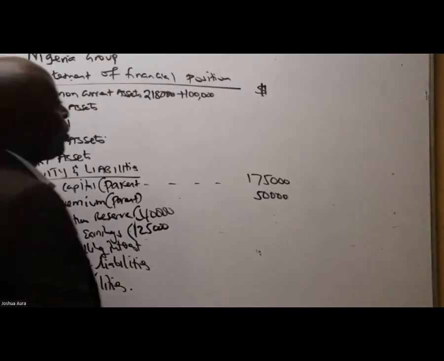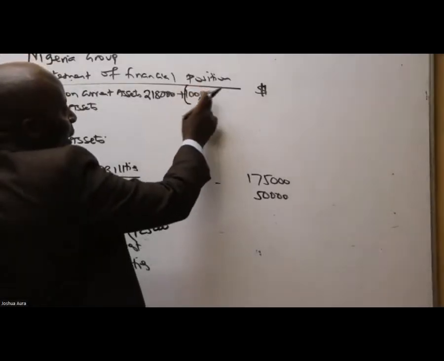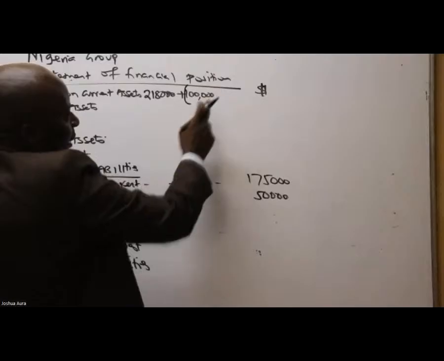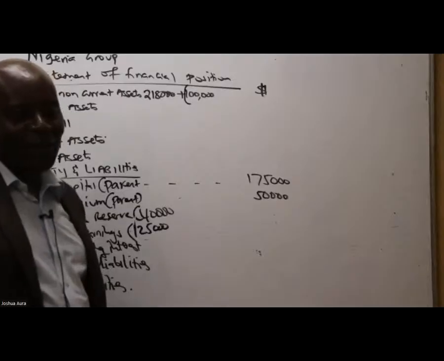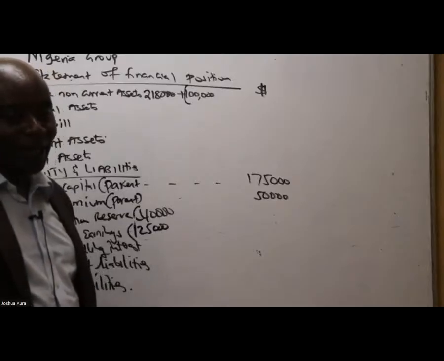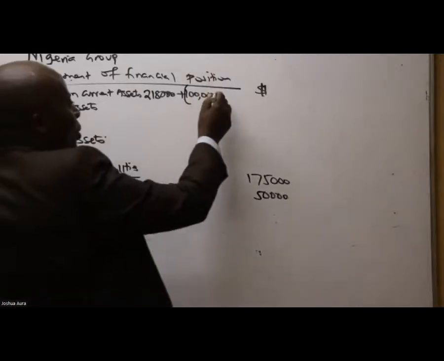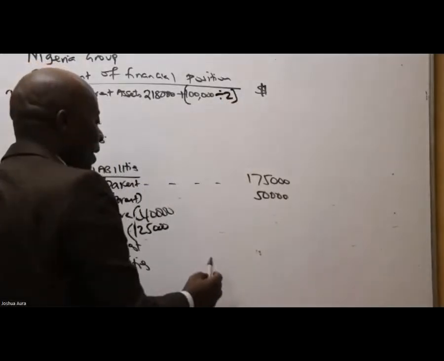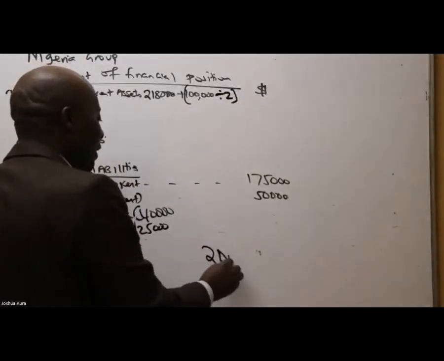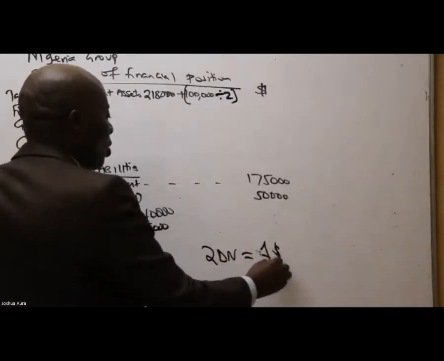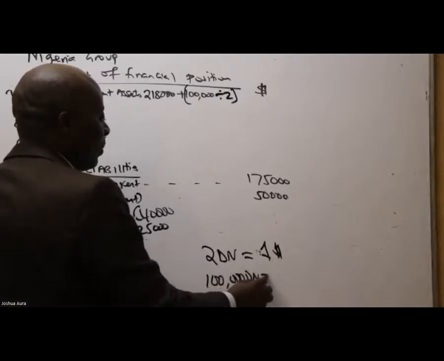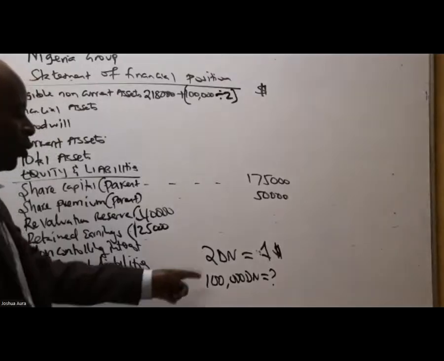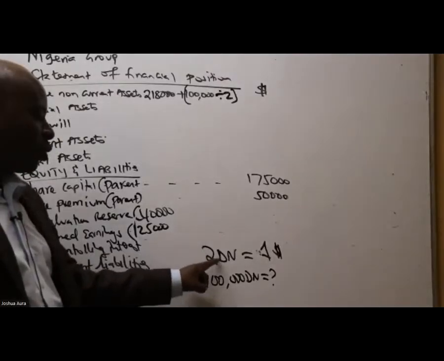So the question is, should I divide the 100,000 by the 2 or multiply? Divide, isn't it? So we divide by the 2. Why are we dividing? It's because they have told us 2 DNs equals $1. How about 100,000 DNs? If you cross multiply, at the end of the day, you'll realize you're supposed to be dividing.